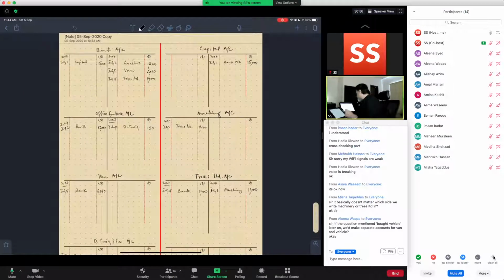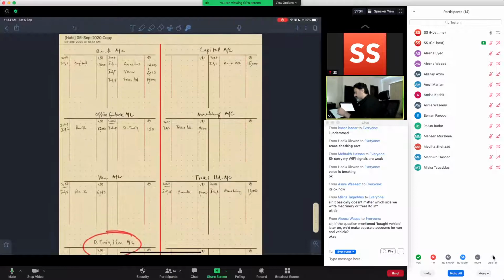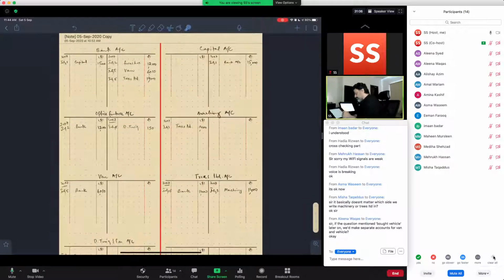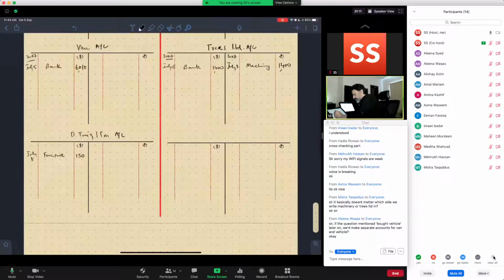So we need D. Twig's account and we need the cash account. D. Twig's account we do have here, but there is no cash account. We have bank, capital, office furniture, machinery, van, and trees. So we are going to create a fresh account and we'll put the cash transaction over there, right? So cash account is being debited with 150. So I'm going to choose the cash account, the debit side for this amount. So 150 is what I'm going to place here in the cash account.